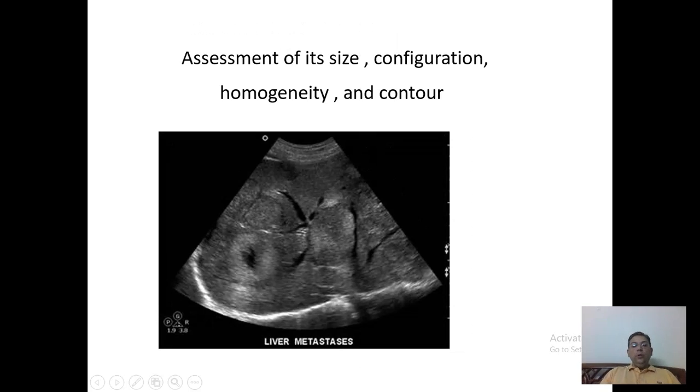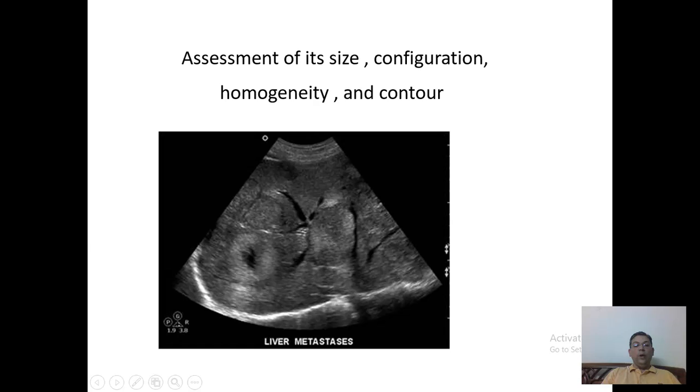Then when you look at the liver and you find any lesion in it, anything which is not normal, you want to know about its size, the configuration, the homogeneity and the contour. And you can see there are various lesions now. In this liver we can see this is the probe, this is the capsule, this is the whole of the liver, these are the channels, and these are various lesions.